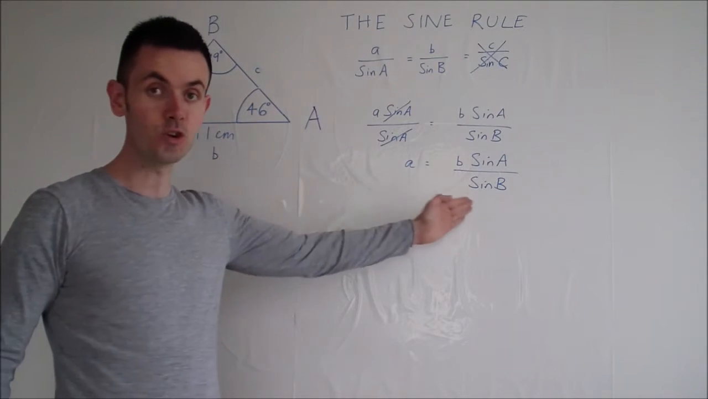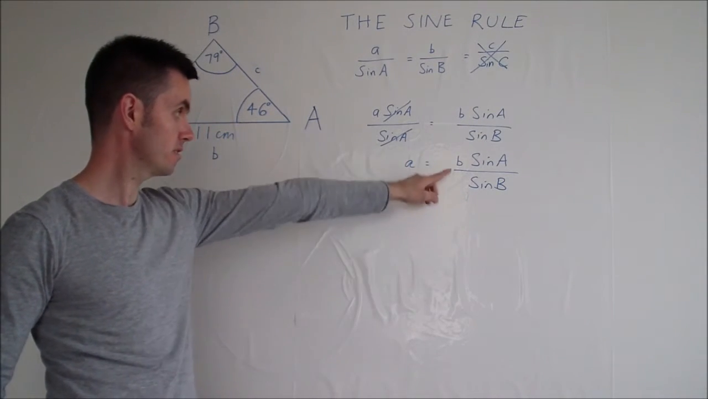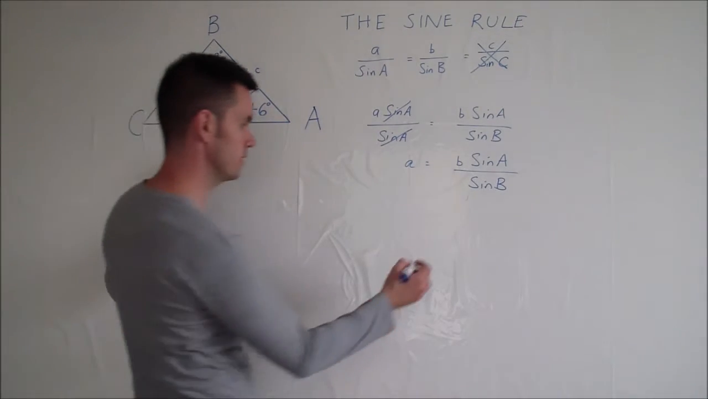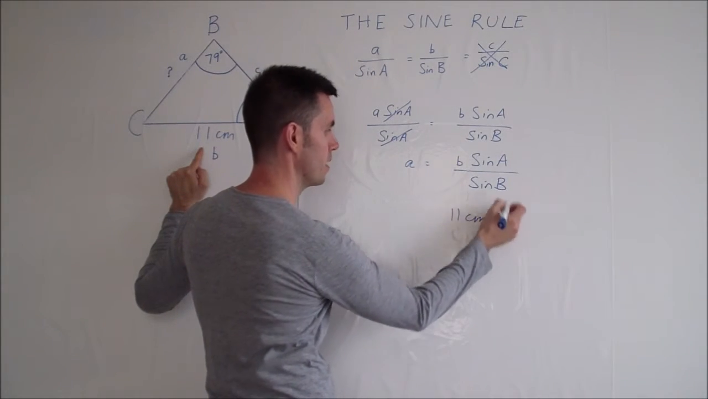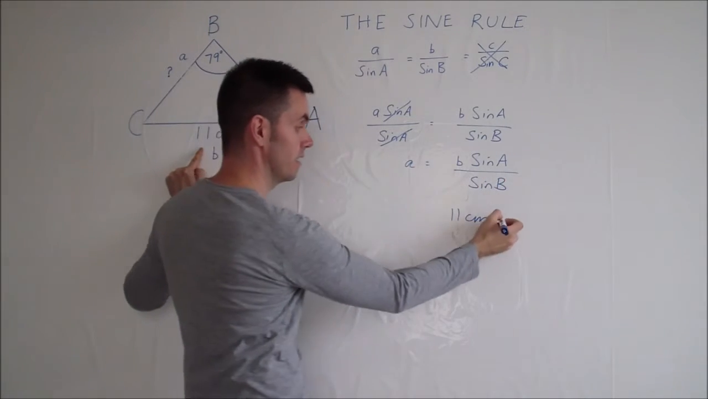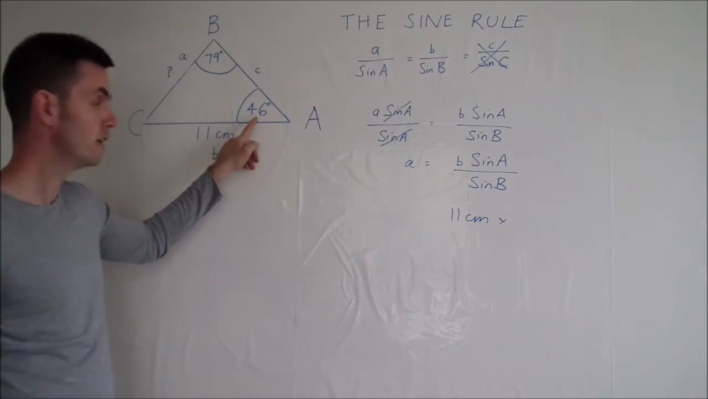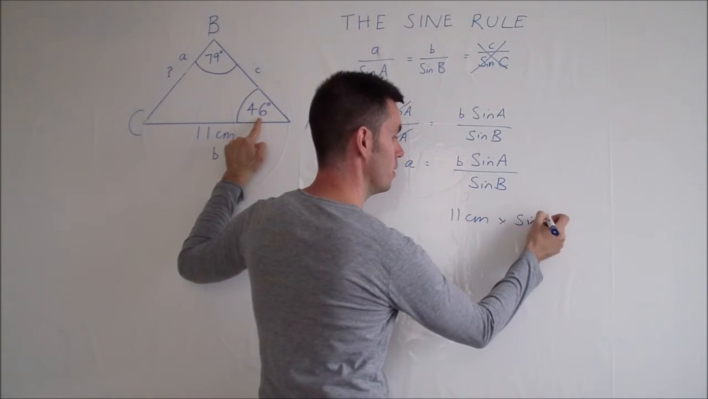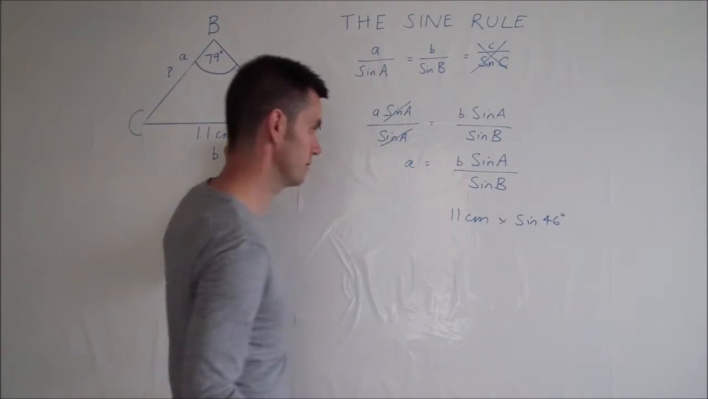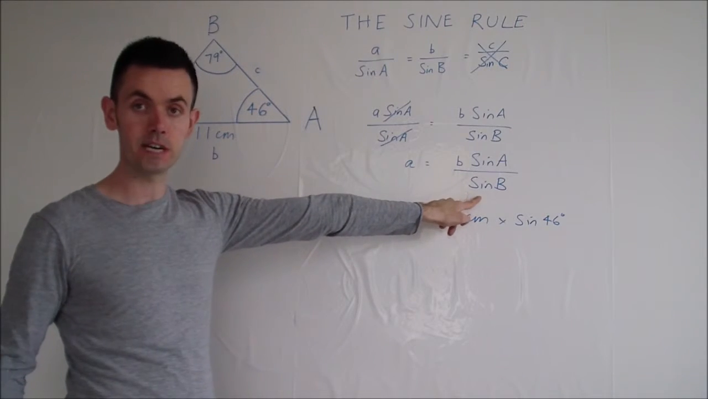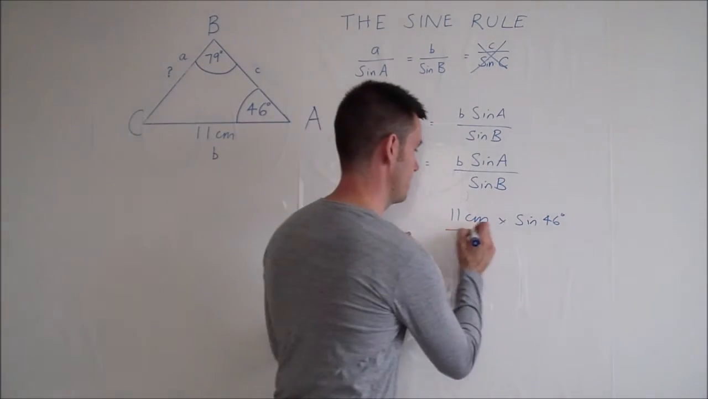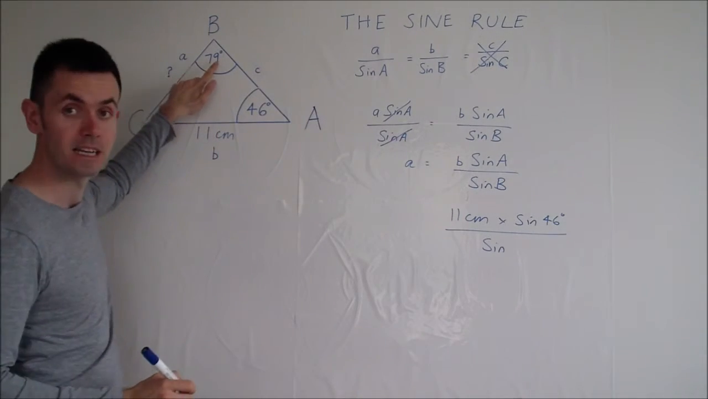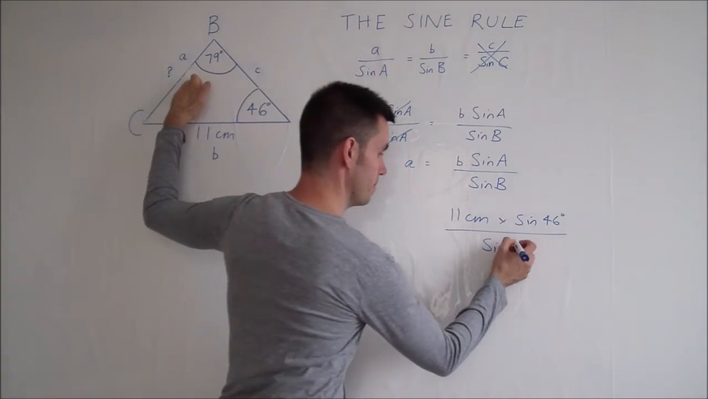Once we've got to this stage, all we need to do is put in our values. So here we've got little b, which is this length here, 11 centimetres. That's multiplied by sine A, the sine of angle A. Angle A is 46 degrees, so it's sine 46 degrees. And all of that is then divided by sine B. Angle B, which is up here, is 79 degrees.